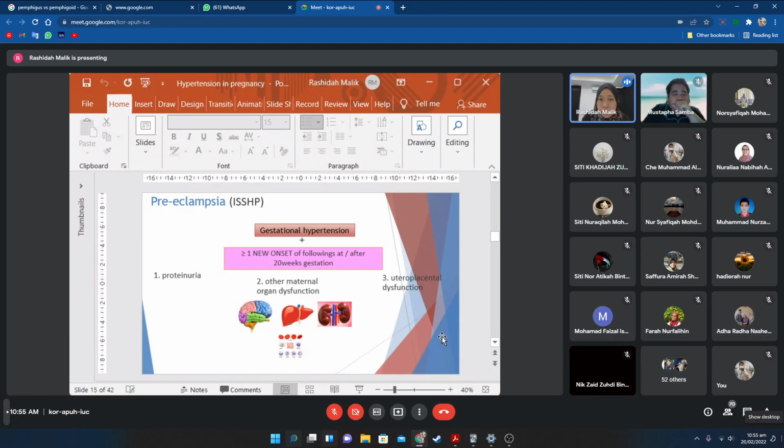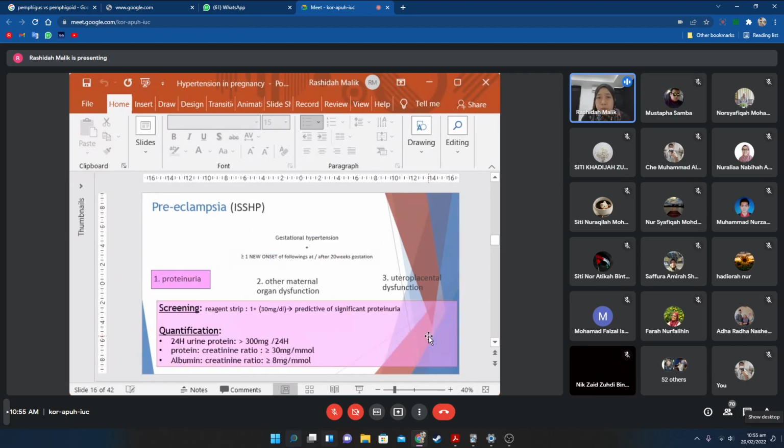So even if you don't have proteinuria, if you have hypertension with other maternal organ dysfunction or evidence of uteroplacental dysfunction, you could diagnose the patient as preeclampsia. So we'll look at this one by one. Proteinuria, as you know, for screening you do a urine dipstick. 1+ is predictive of significant proteinuria.